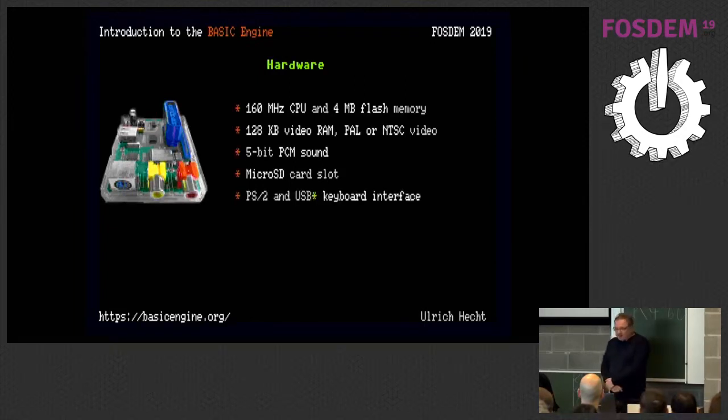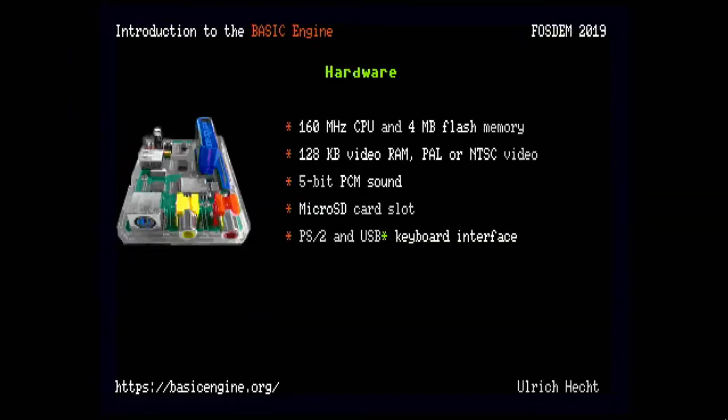It has a PS2 and USB keyboard interface. The USB has an asterisk. That's because it actually is also a PS2 interface. It takes advantage of the fact that many USB keyboards have a PS2 compatibility mode. And if you speak PS2 to them, they will just speak PS2 back. Unfortunately, that only works for about 50% of keyboards. So if you want to stay on the safe side, use a PS2 keyboard.